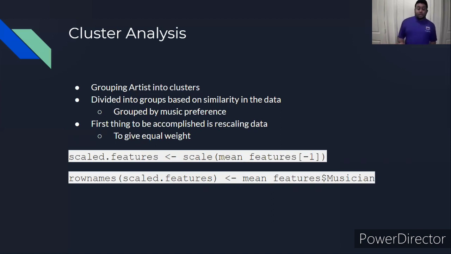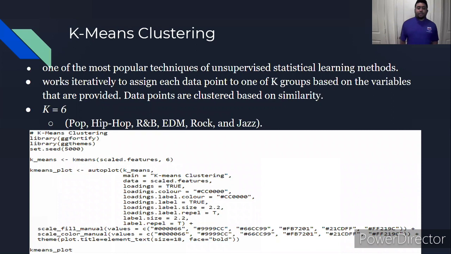So the first thing the analyst did, which is cool because obviously we didn't do coding in this class, so seeing the code for something that we did through Excel is pretty cool. So how they scaled the data was by running the code scale.features. And then he did it by doing the row names and finding the mean of the features for the musician.